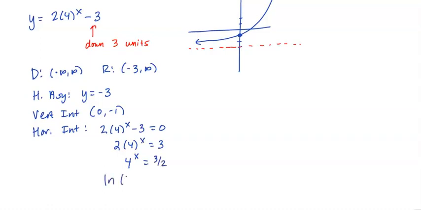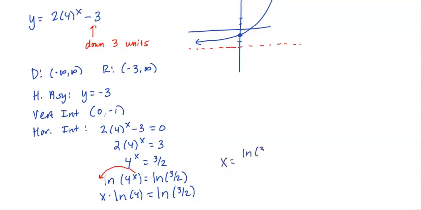So I could take the log of both sides of my equation here and use my exponent properties to move that x out in front. So x times the natural log of 4 is equal to the natural log of 3/2. So dividing this tells me that x equals the natural log of 3/2 divided by the natural log of 4. If we put that in our calculator, it's about 0.29. So that's telling us that there is a horizontal intercept. It's at the point about 0.29, 0.